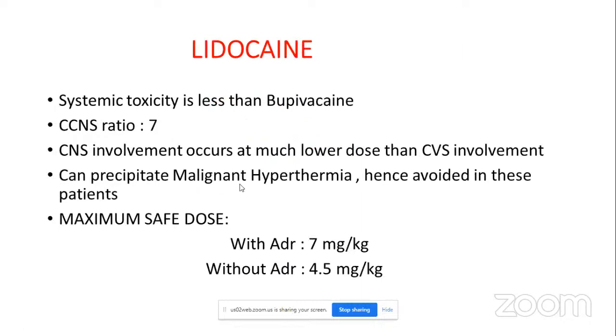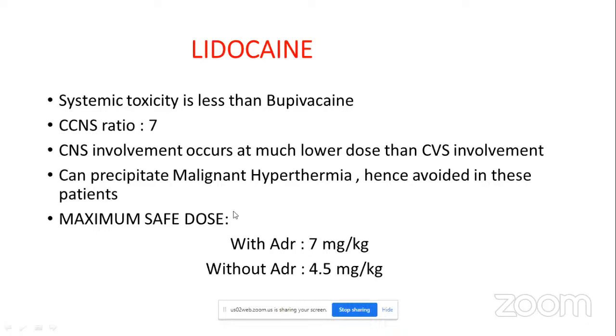Its systemic toxicity is less than bupivacaine. And as I already told, the CVS to CNS ratio of bupivacaine is 3, whereas for lidocaine, it is 7. That means severe symptoms are shown only with large doses of lidocaine compared to bupivacaine. And CNS involvement occurs at a much lower dose than CVS involvement. It can cause malignant hyperthermia, hence avoided in these patients.